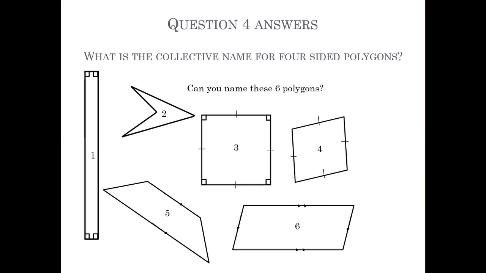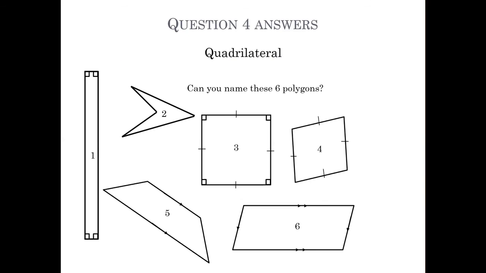Number four, what's the collective name for four-sided polygons? Well, they are quadrilaterals. And can you name these six polygons? Well, the first one's a rectangle. The second one is an arrowhead. The third one's a square. Number four is a rhombus. Number five is a trapezium, and number six is a parallelogram.